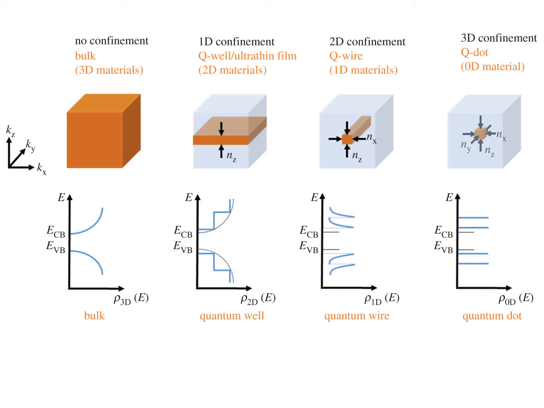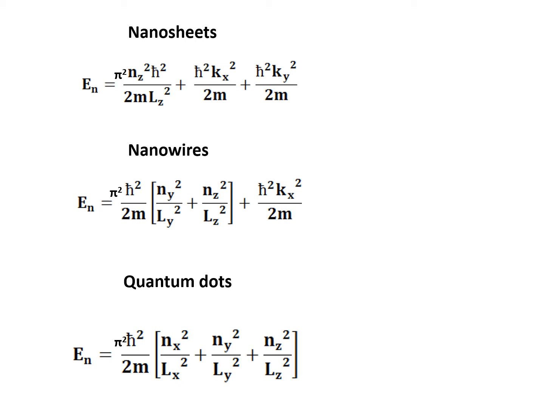And in 3D confinement, in all, the energy levels become something similar to that of atoms. That is why these quantum dots are sometimes referred to as artificial atoms. Now these are the formulas for energy.